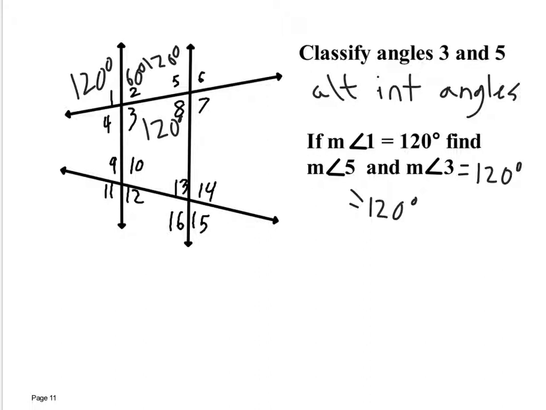Do I know what 4 is? How do I know what 4 is? Vertical angles. So if 2 is 60, 4's got to be 60. Do I know what 6 is? 6 has got to be 60 because of a couple different relationships. We could say alternate exterior angles or corresponding angles between 2 and 6. I know what 5 is. 5's 120, so what's 7 got to be? 120. It's vertical of 5. What's 8 got to be? 60. So if you know one angle, you know all 8 angles.